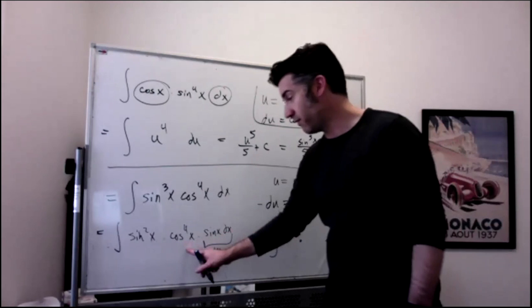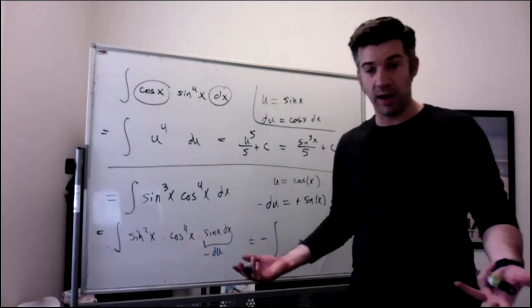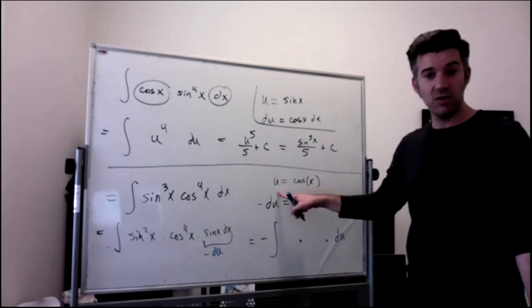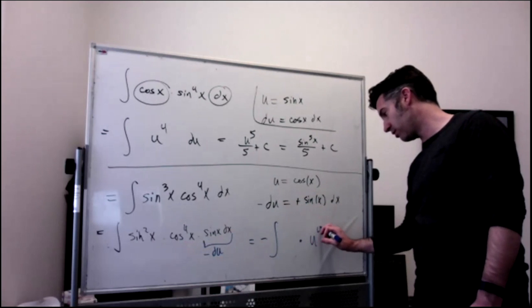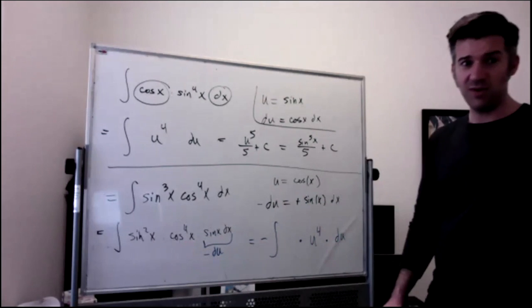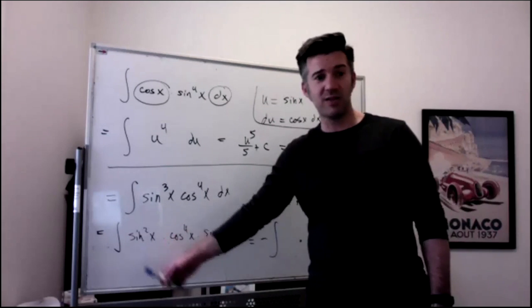So cosine to the fourth is cosine of x to the fourth power. Cosine of x is u. So that's going to be u to the fourth. The real question, though, is what the heck am I doing with the sine squared?